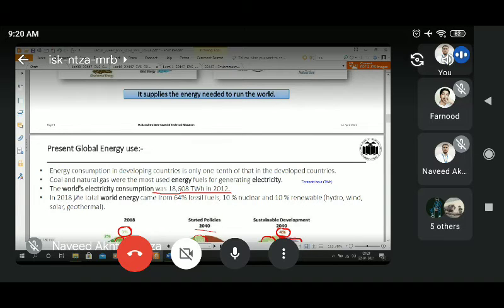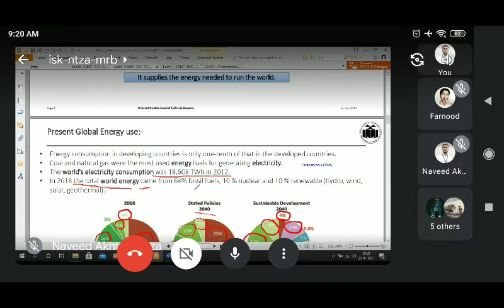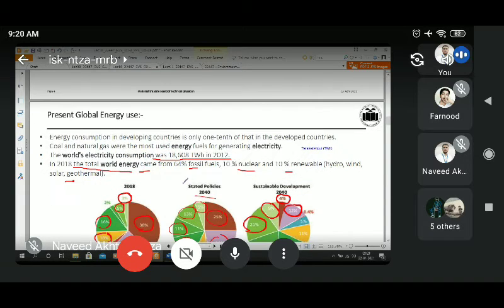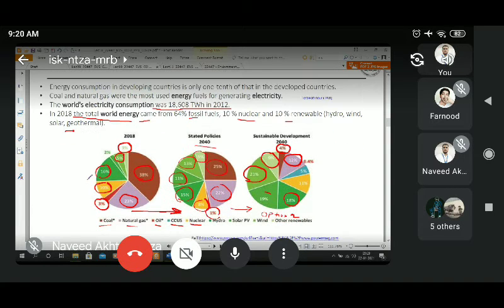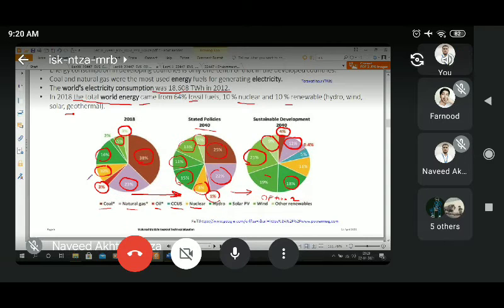and in 2018 the total world energy came from 60% fossil fuel, 10% nuclear, 10% renewable hydro, wind and solar, geothermal, other. Most of the energy sources in 2018 we are using are from non-renewable energy sources. But for sustainable development, we have to reduce it to 16 to 20%. Otherwise, it is very harmful for our ecological cycle or ecosystems.